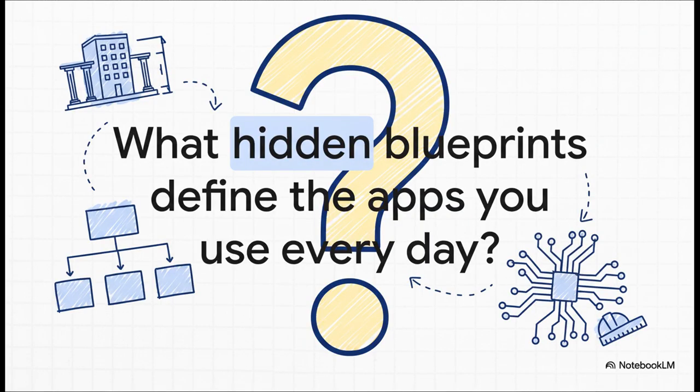So I'll leave you with a question to chew on. The next time you open up your favorite app, I don't care if it's social media, your banking app, whatever, try to imagine the blueprint running things behind the scenes. What hidden classes, what secret relationships and structures are all working together to make that experience possible?